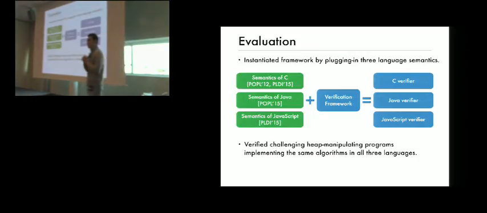We first instantiated our framework with three different language semantics: C, Java, and JavaScript. We just took the existing semantics. All these semantics were done independently of our framework. They specified these semantics without looking at our verification framework, and they are general, nothing specific to verification. We just took the semantics, plugged them into our framework, and got a verifier for each language. Using these verifiers, we verified several challenging but small heap manipulation programs, and we measured the performance and the effort.